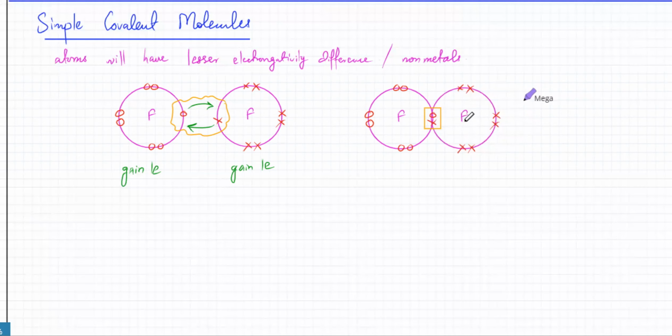This nucleus is trying to pull those electrons. This nucleus over here is also trying to pull the electrons. And the 2 forces of attraction are going to get cancelled out. So the electrons would be right in the middle. So that's where the concept of sharing of electrons happens. When there is very little difference in electronegativity, the atoms end up sharing electrons and the electrons would be stuck right in the middle.